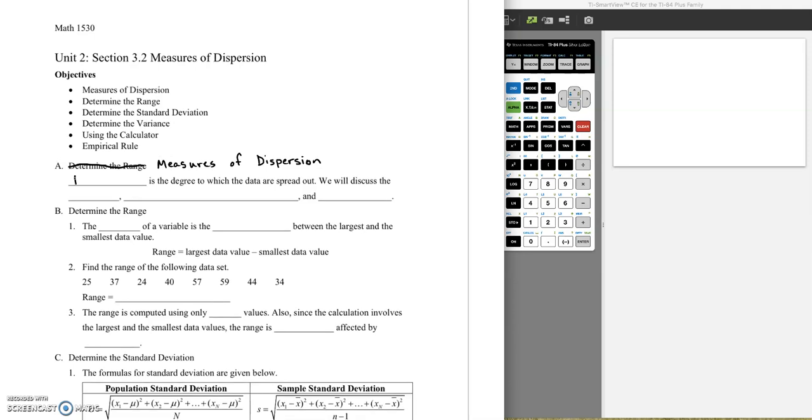And dispersion, as I said, is just the degree to which the data are spread out. And we'll discuss 3 different types of dispersion, or measures of dispersion. They are the range, the standard deviation, and the variance.